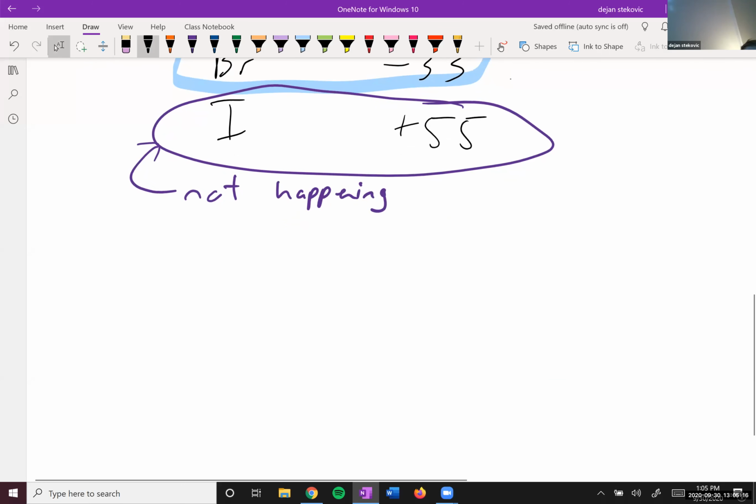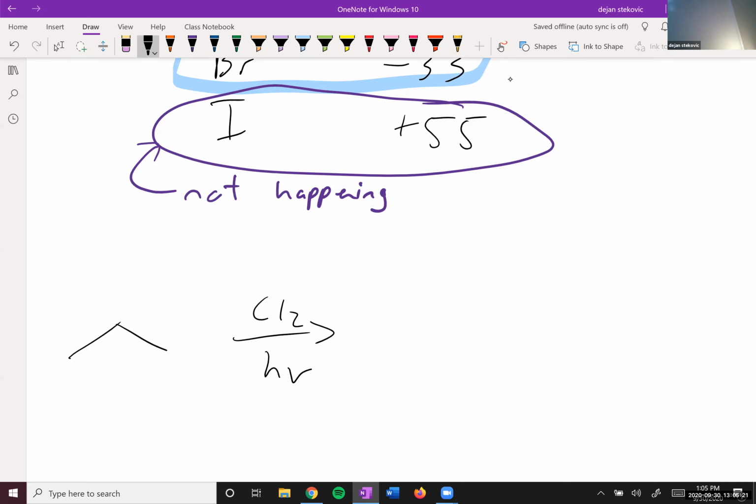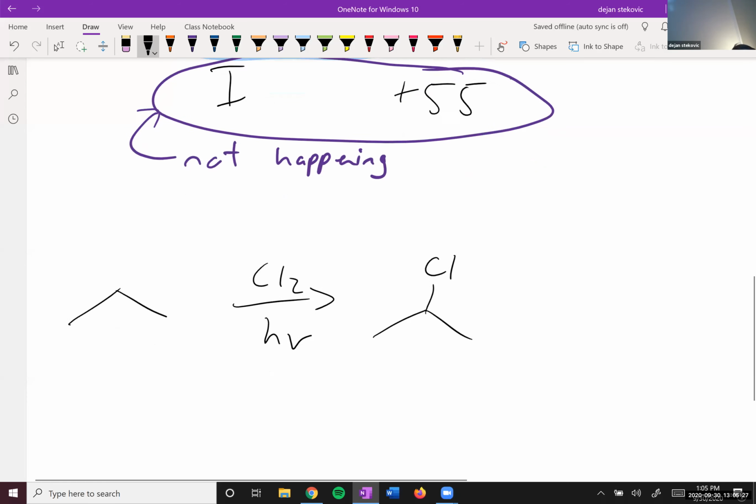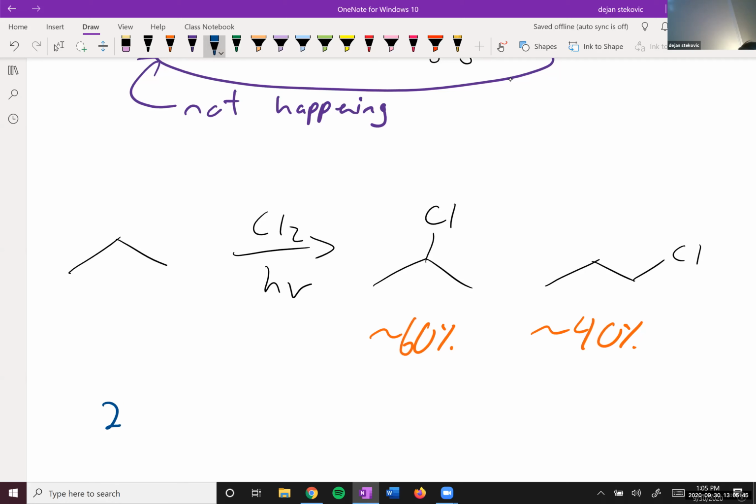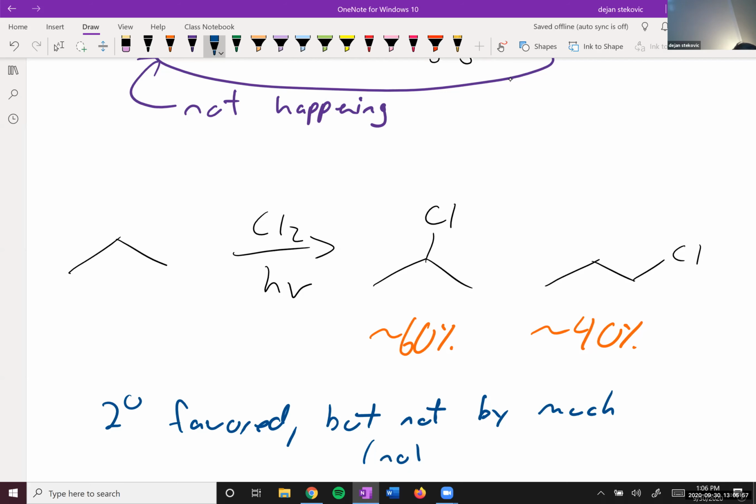And so let's take a look at what happens when we take propane, add some chlorine gas to it, and add some UV light, right? We'll get our chlorine in the secondary position, and this makes sense because the intermediate here is the secondary carbon radical, which is more stable, but we'll also get some of the primary as well. And if we take a look at the ratios, this is approximately 60%, while this one is 40%. And so we can see that our rules do hold true. The secondary is favored, but it's not by much.